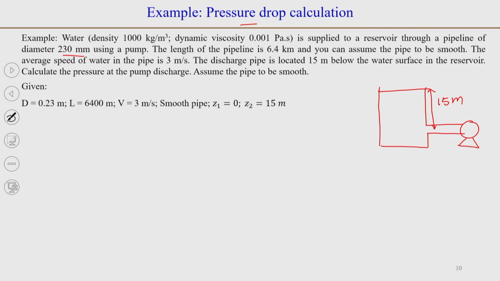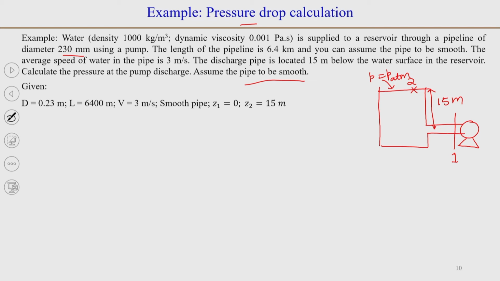Now, what we need to calculate is the pressure at the pump discharge. So, the pump discharges water say here at point 1, and the second point we will consider as point 2 here, and this is open to atmosphere. So, here the pressure is P atmosphere, and the other thing given is that we can consider that the pipe is smooth.